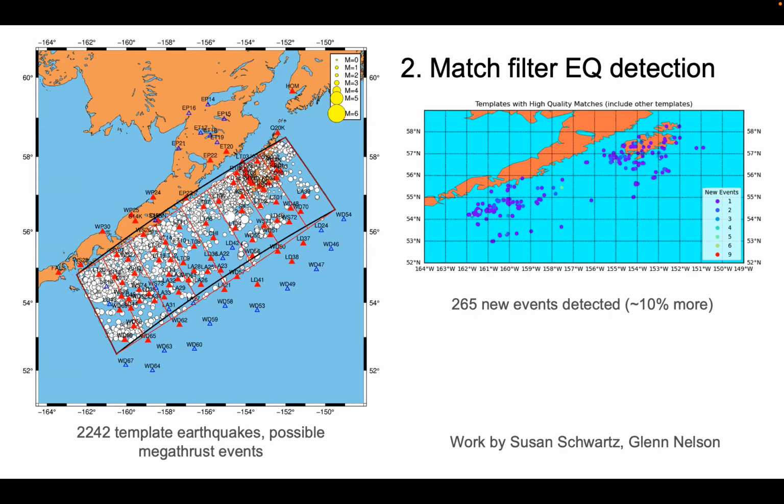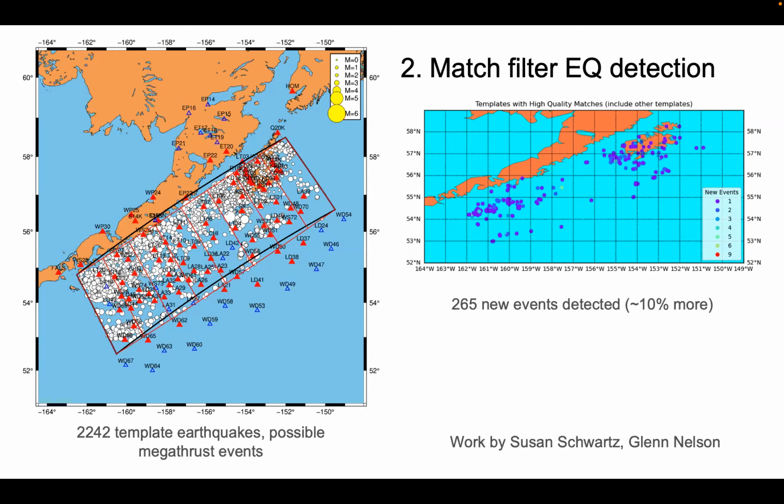Susan Schwartz and her student Glenn Nelson have taken some of those hand-checked earthquakes in the catalog, roughly 2,000 of them, chosen to target the megathrust, and scanned them through the data to find repeat events. And what they were able to find was exactly 265 more earthquakes, which is about a 10% increase in the seismicity catalog for this area using match filter. So that's kind of a modest increase.